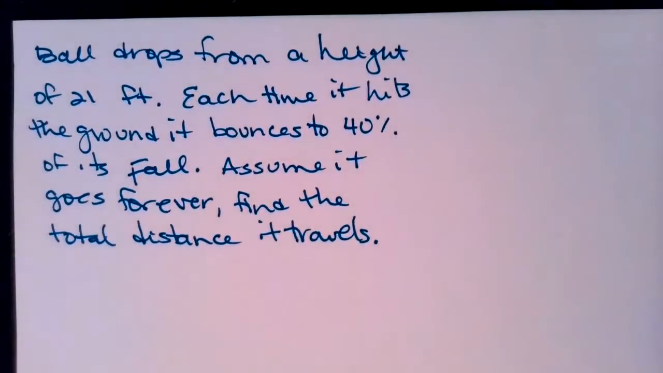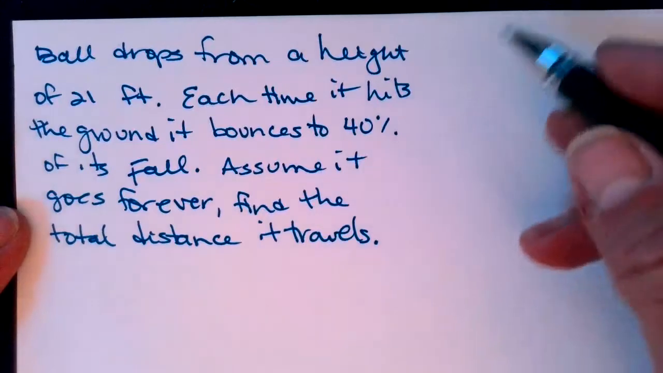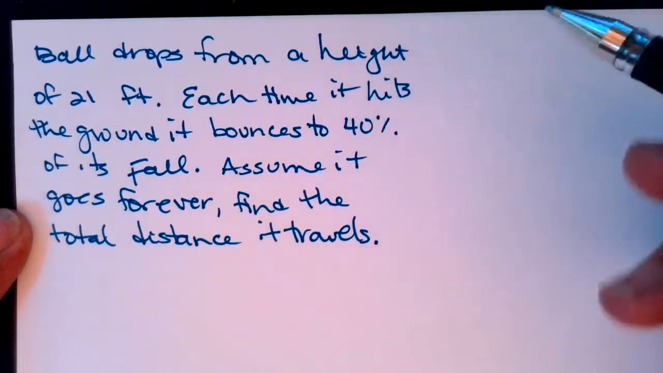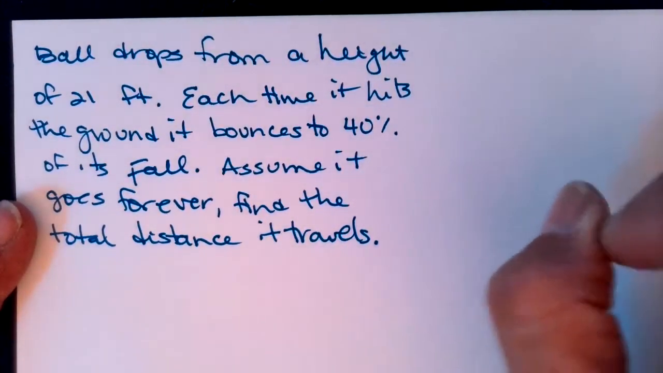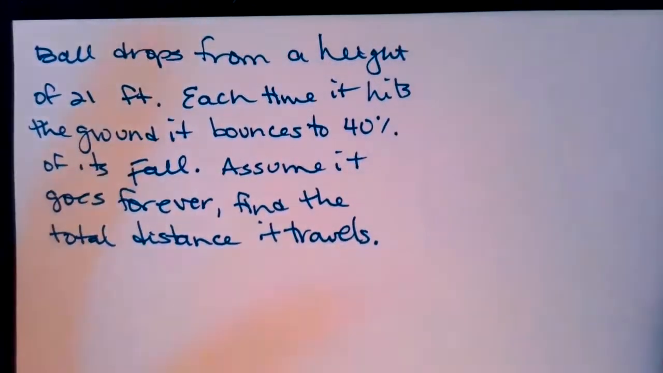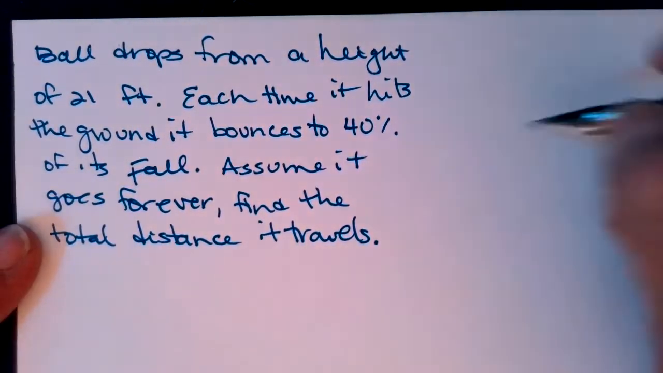So this example of an infinite series is where a ball is dropping and then each time that it rebounds, it bounces to 40% of its fall. So if you've ever watched a super ball, one of those little hard bouncy balls, it does this little da-da-da-da-da at the end. You kind of imagine that. So we're pretending like it's going to go on forever.